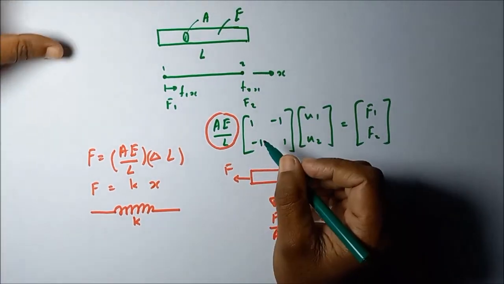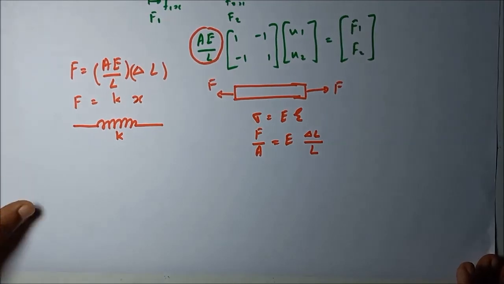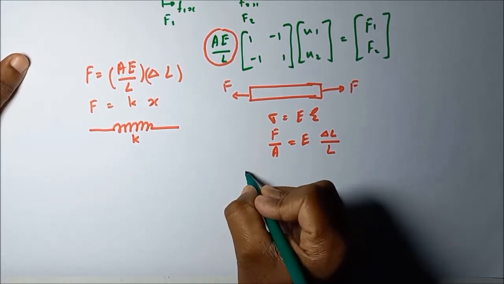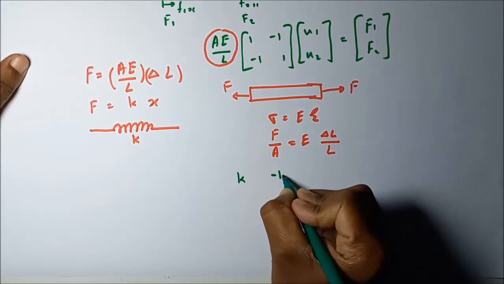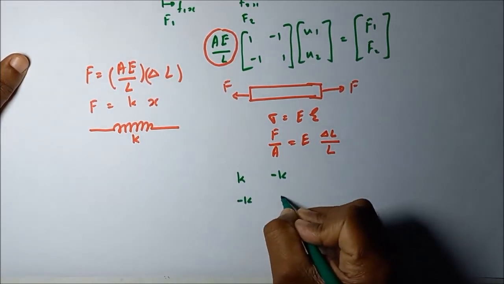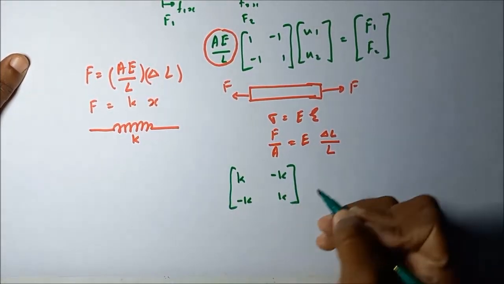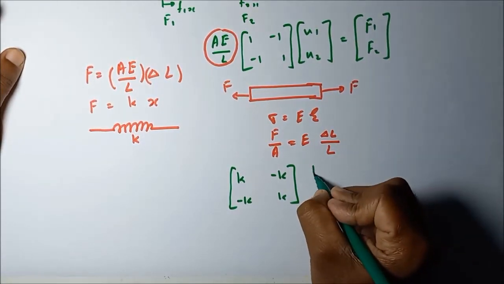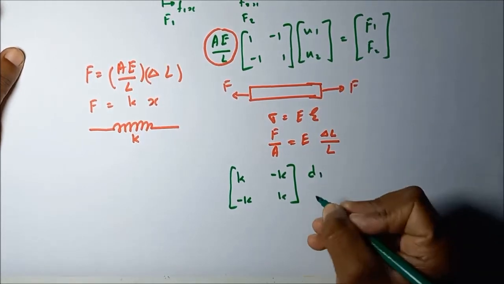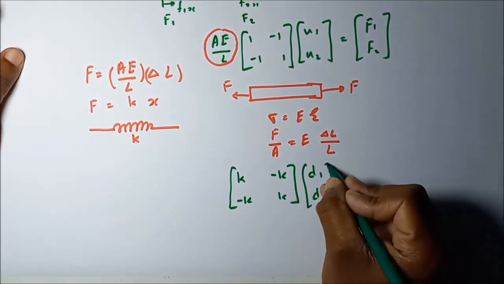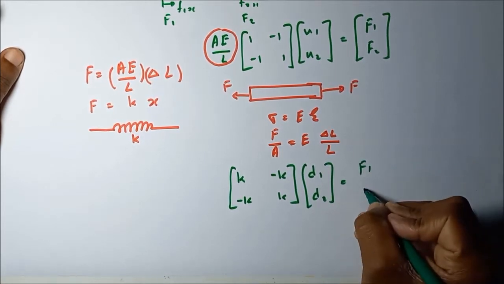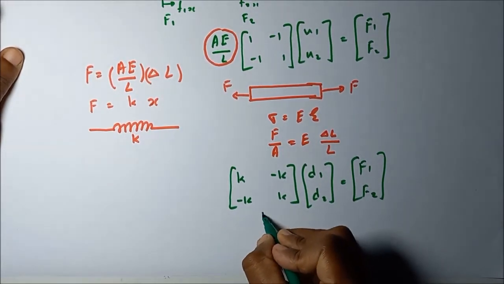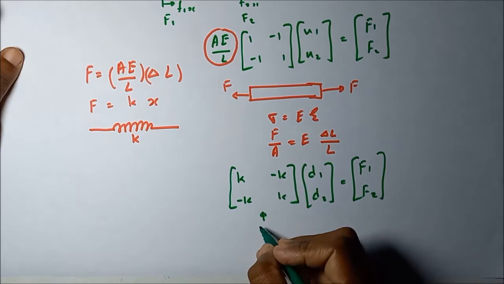So in further examples I am using k for this stiffness term. We can rewrite this equation including the stiffness of the bar like this: k, minus k, minus k, k. For the displacement I'm going to use the letter D, so don't worry about that. D1 D2 is equal to F1 F2. This is called the stiffness matrix, the element stiffness matrix.